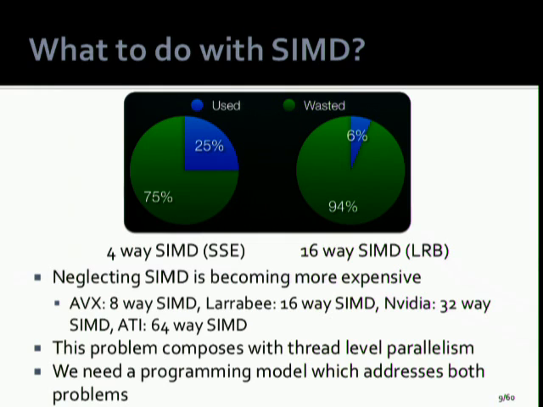Back when we had just 4-way SIMD, let's say that we didn't use any of the SIMD and we just ran it in scalar mode, well, we'd be throwing away 75% of our performance and maybe, at best, getting 25% of peak performance. Well, you guys tuned matrix multiply. 25% of peak performance is actually not so bad, right?